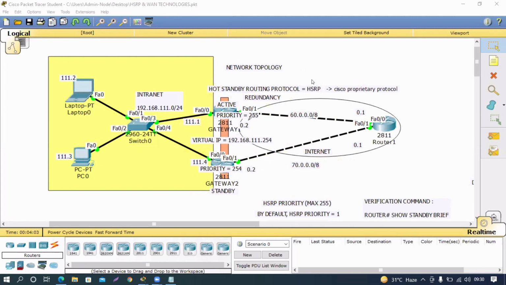All these active and standby are getting decided on what priority they have. So priority 255 is the highest priority, and you can see that this is 254, which is right now standby. Default priority is 1. All the routers have an HSRP priority of 1 by default. So whichever router we want to give the highest priority, we configure it with a command. The router with the highest priority is always the active router, and the router with the lowest priority is your standby router. So simply active and standby is primary, secondary. This is the concept.